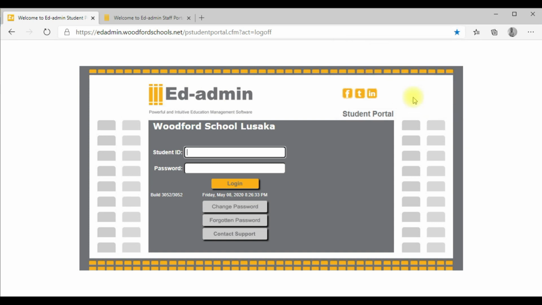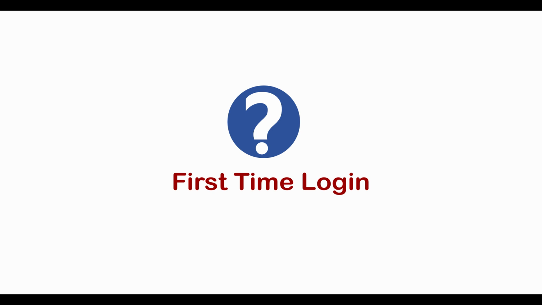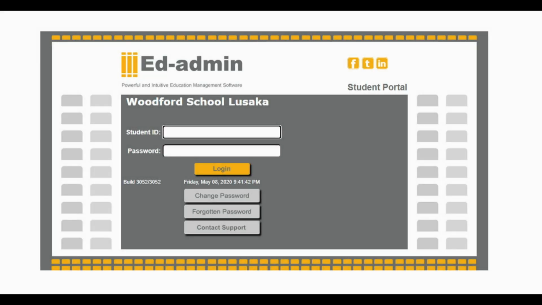You will then move on to step number two, logging into the student portal. In order to log into your student portal, you will need to enter your student ID number and a password. Your student ID number is available from your teachers. Once that is completed, if you need to reset the password or you are logging in for the first time, proceed to step number three, resetting your password.